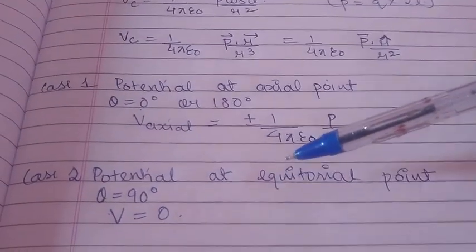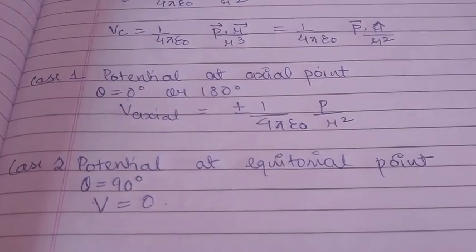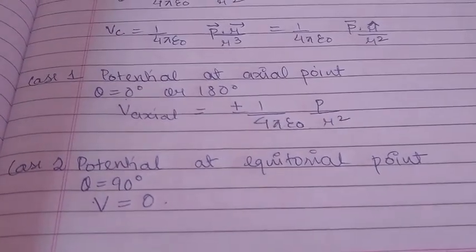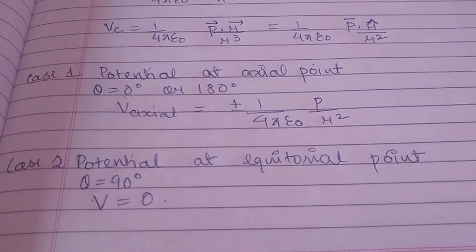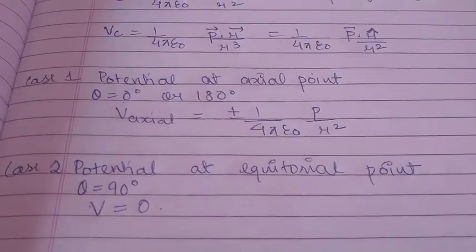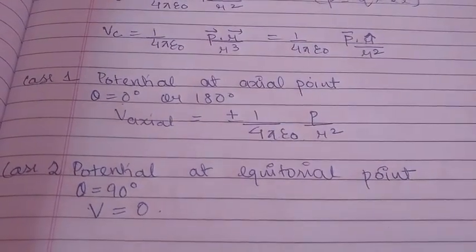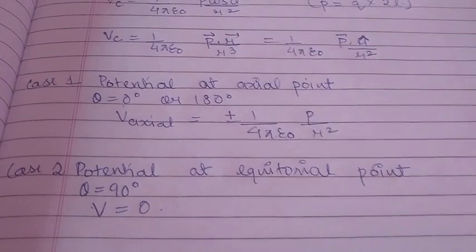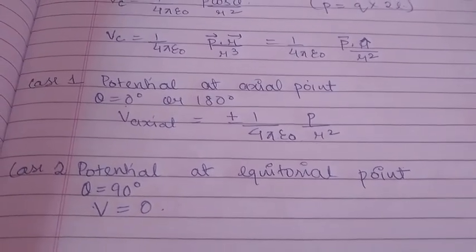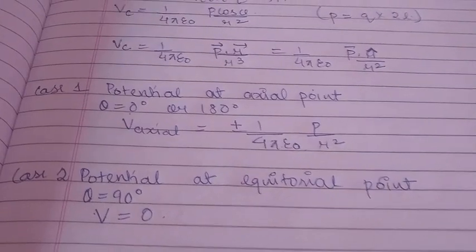Now this was for an axial point. If you have to find the potential at an equatorial point, it will be perpendicular. The equatorial line is a line passing through the center of the dipole and perpendicular to the axial line of the dipole. For any point on the equatorial line, theta will be 90 degrees, and as cos of 90 is 0, the potential is 0.